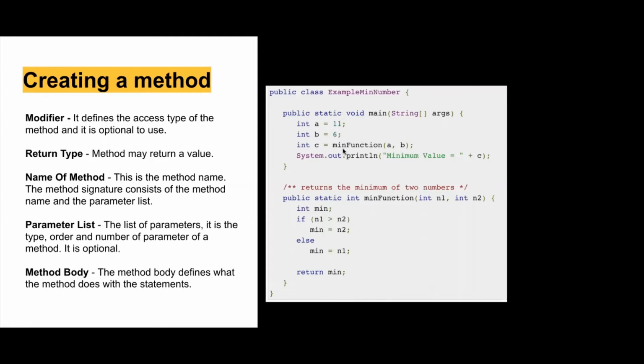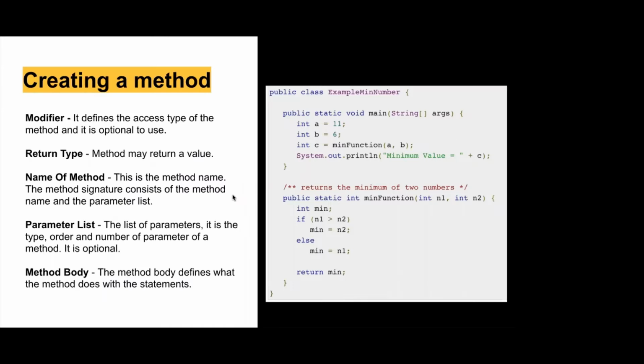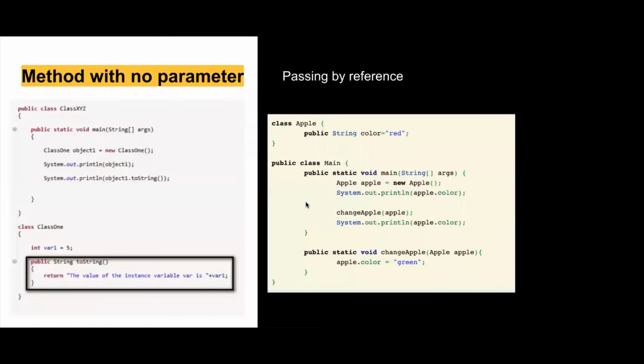If we're using a method inside of the same class, we just need to call the method name and then the parameters. But if we're using a method outside of the class, for example, like here, we're calling the power method outside of the math class. So we need to add the class name, math.power, in order to access the method.